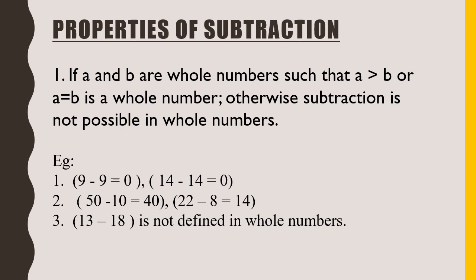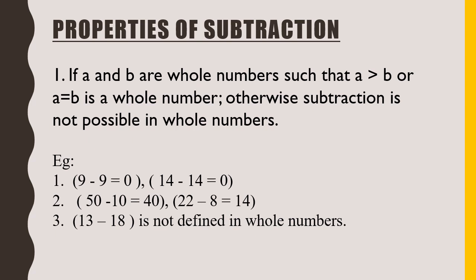So the first one is, if a and b are two numbers and a is greater than b, or a is equal to b, and both of them are whole numbers, then let's see how we will use subtraction. In example number 1, both numbers are equal, like 9 and 9, when we do the subtraction, we get 0. It is possible. 14 and 14, we get 0. It is possible. In the second example, 50 is greater than 10, so we can subtract it. Again, 22 is greater than 8, so we can subtract it.